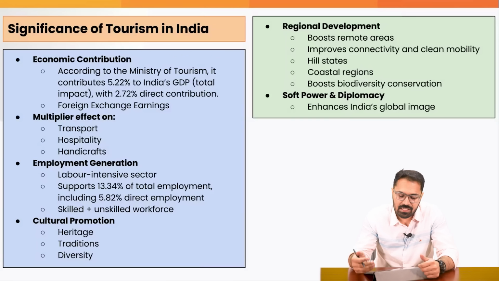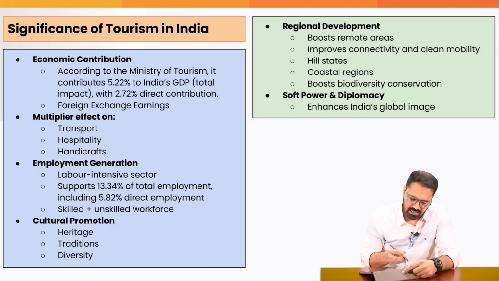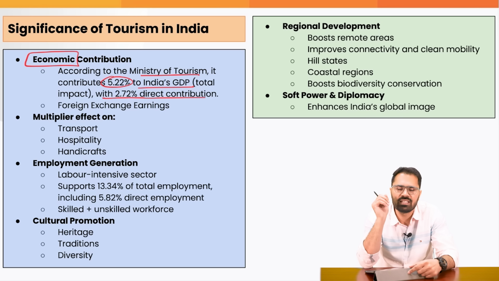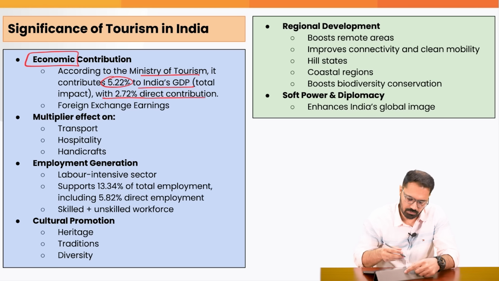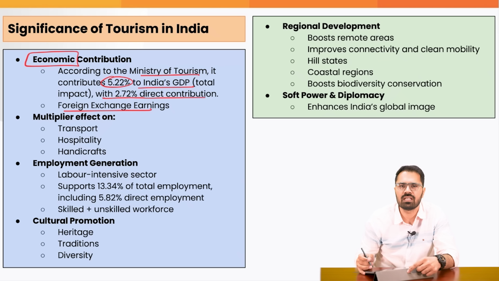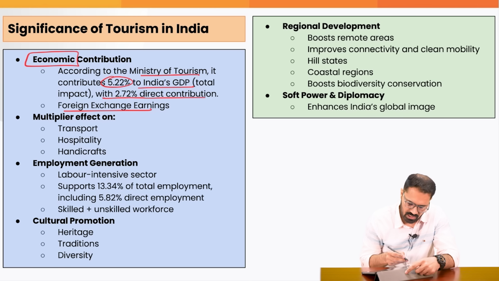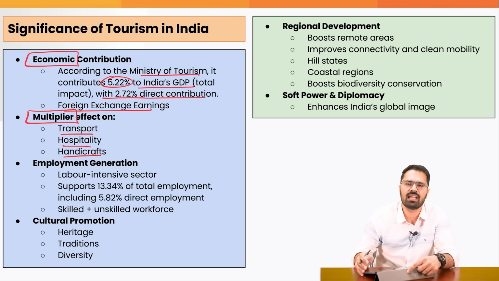Now how significant is tourism as a sector in India? It has an economic contribution: according to the Ministry of Tourism, 5.2% contribution to India's GDP, with 2.72% being the direct contribution by the tourism sector to the Indian GDP. Direct contribution being 2.7 and indirect being 5.2% to the GDP. It also brings in foreign exchange earnings. When foreigners come to India, they spend money in dollar terms. Clear? There is a multiplier effect on transport, hospitality and handicrafts.